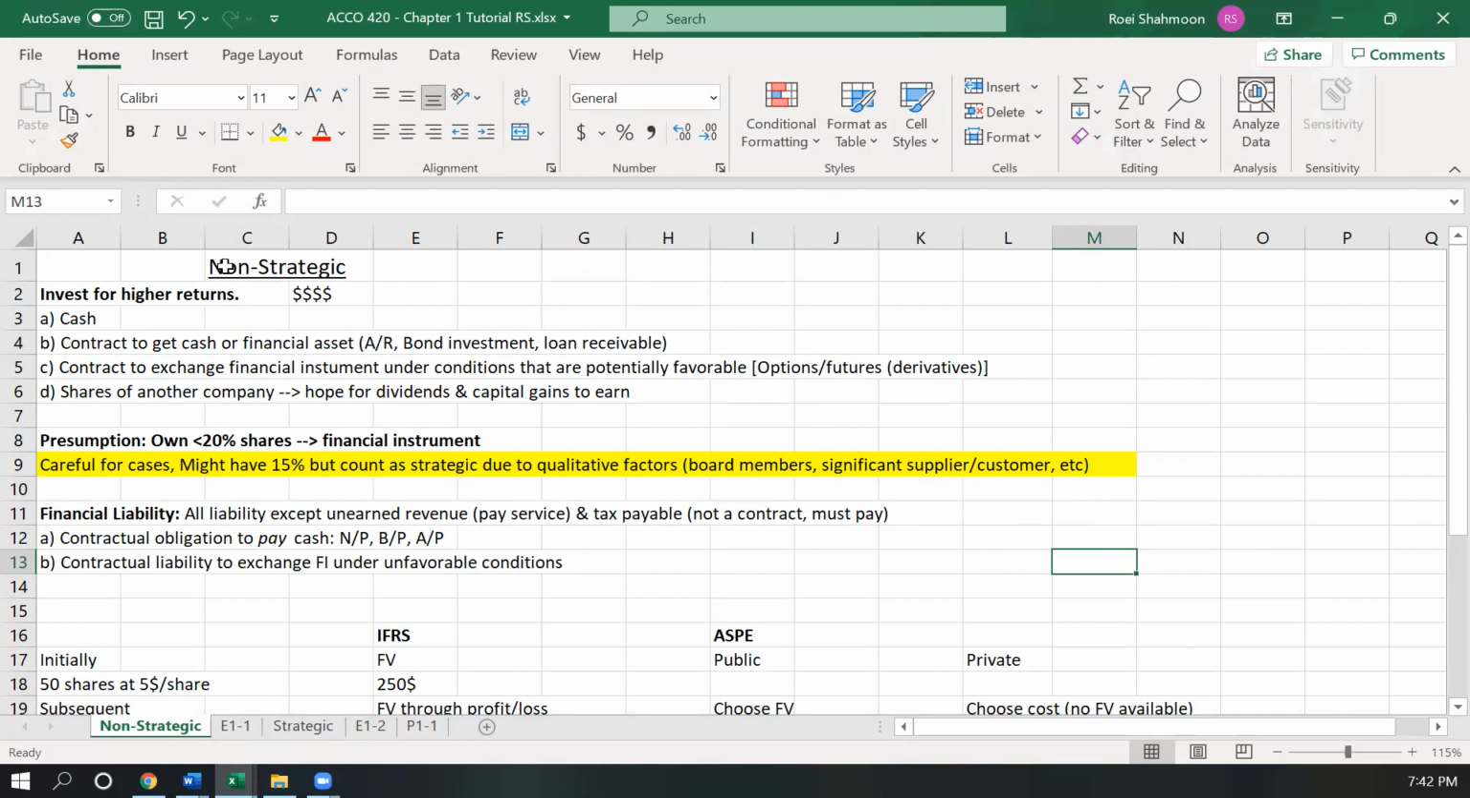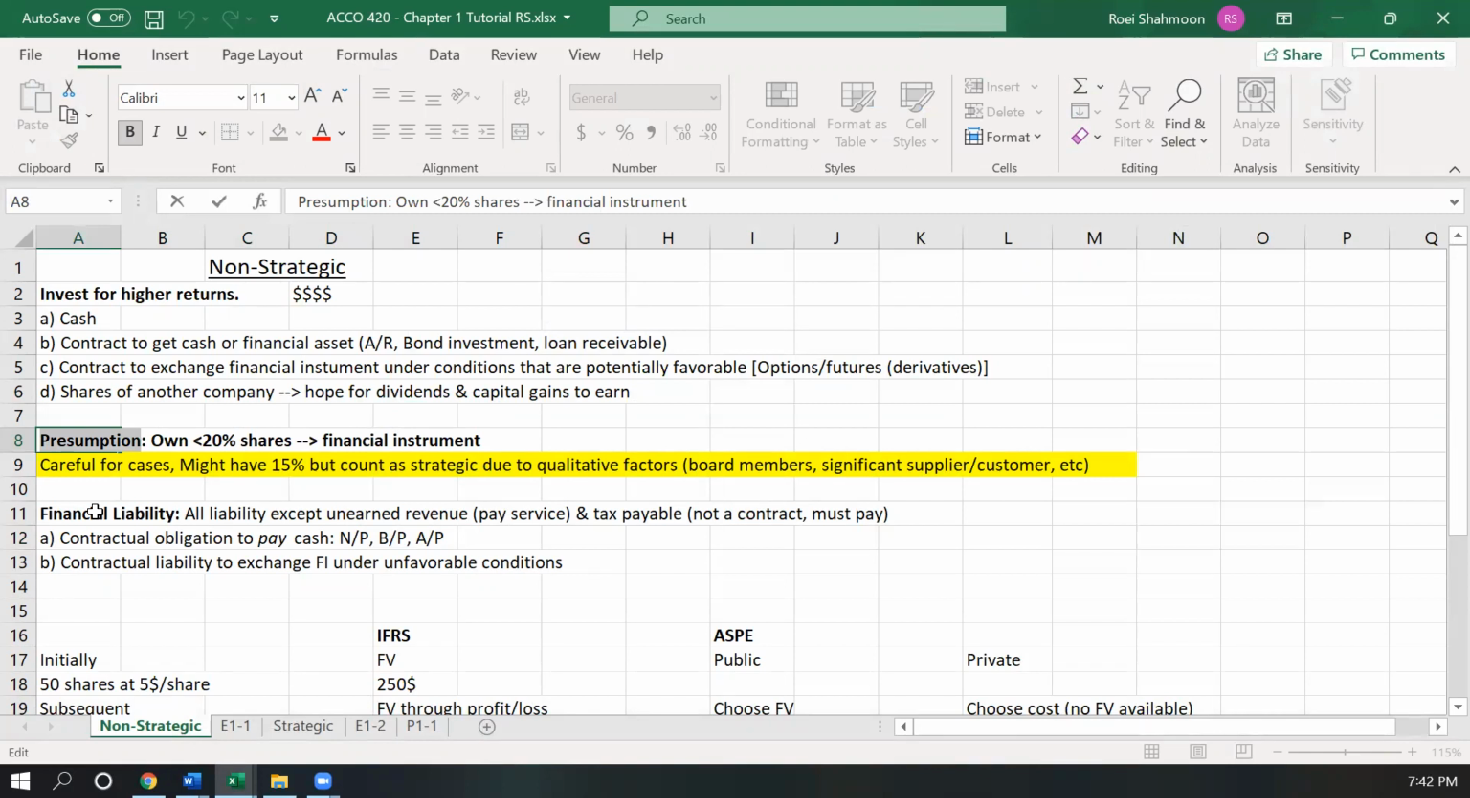Now, these non-strategic investments, we're always going to start with something called a presumption. Now, guys, a presumption is literally, as the name implies, not concrete. It doesn't mean that when I see this, it's absolute truth. So what does this presumption say? The presumption states that when you own less than 20% of the shares of a company, we treat that as a non-strategic investment, and we call that a financial instrument or a financial asset.